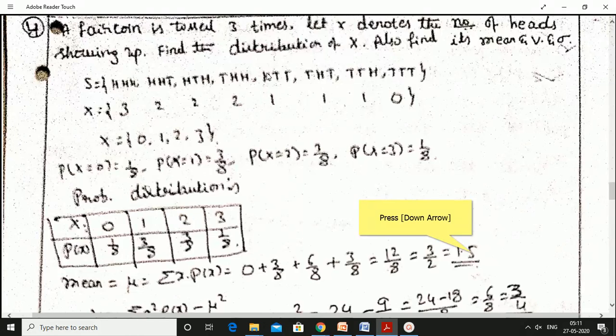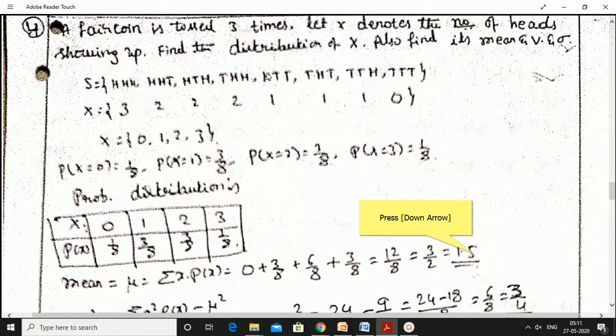X taking the value 1. Okay. Totally 8 outcomes, and 1 appears 3 times. So probability that x takes the value 1 is 3 by 8. Similarly, probability that x takes the value 2 is also 3 by 8. Probability that x takes the value 3 is 1 by 8. Probability distribution is: x takes the values 0, 1, 2, 3 with the probability function values 1 by 8, 3 by 8, 3 by 8, 1 by 8.